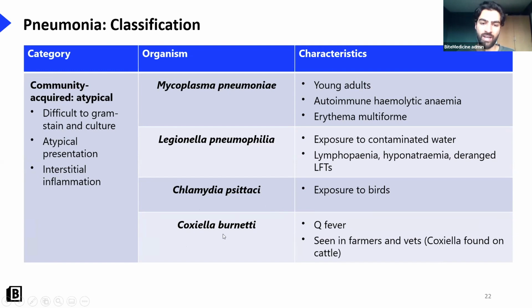And Coxiella burnetii causes something called Q fever. It's typically seen in farmers and vets because Coxiella is found on cattle. And these all cause atypical pneumonias. So not that classical presentation of productive cough, yellow sputum, high fevers. You don't tend to get as much of that, more of a dry cough, lower fevers, headache, muscle ache, general under the weather type presentation.